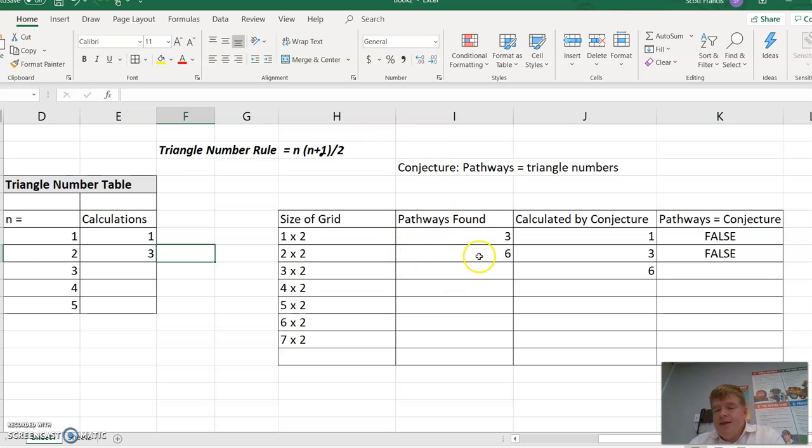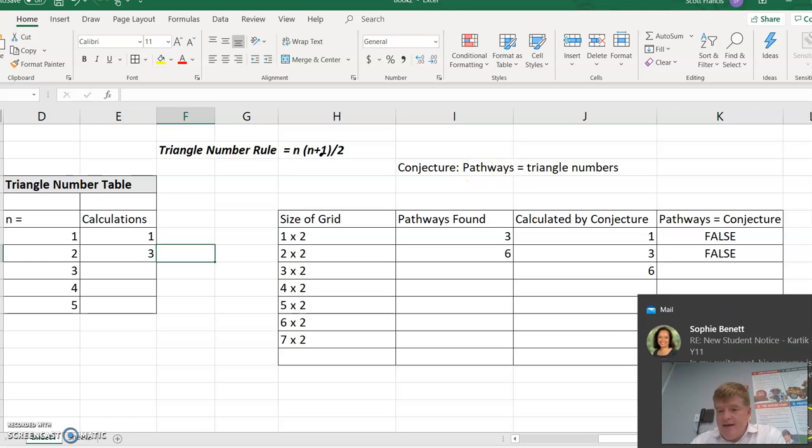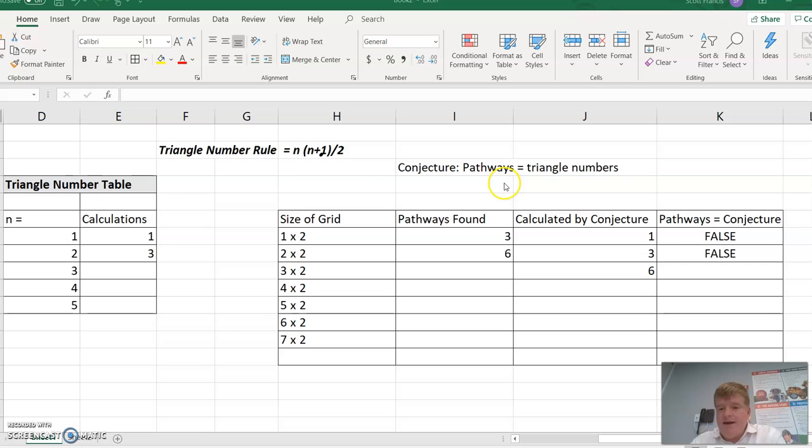Now, in our previous little example, we started to look at the number of pathways. We said with a 1 by 2 grid, if it was 2 south and 1 east, we could find 3 different pathways. 2 south and 2 east, we found 6 different pathways. So if I started with my conjecture, I said the number of pathways is going to equal the triangle number. So for a grid that has 1 block south, that's the same as n equals 1. So it's going to be my first triangle number.